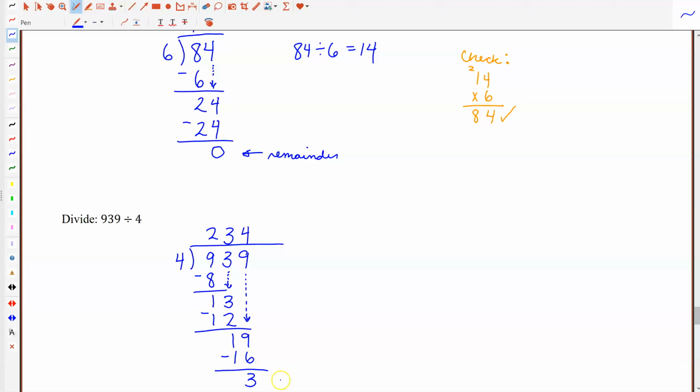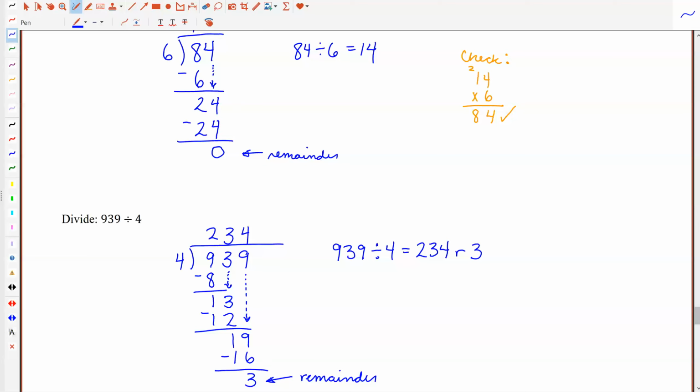So this one's a little bit different than the one we just looked at because this one I have a remainder. The remainder is 3. So we say that this does not divide evenly. I would have this kind of like leftover piece. So we just found that 939 divided by 4 is equal to 234 R3. So 234 with a remainder of 3. There is another way that we can write this using fractions and mixed numbers that will be explored later.